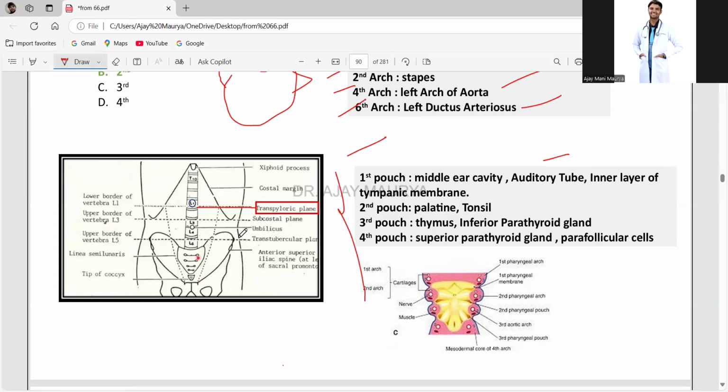Next one is the transtubercular plane, at the upper border of vertebra L5. This is the most expected question. Please remember this one. These are the abdominal planes you have to remember.